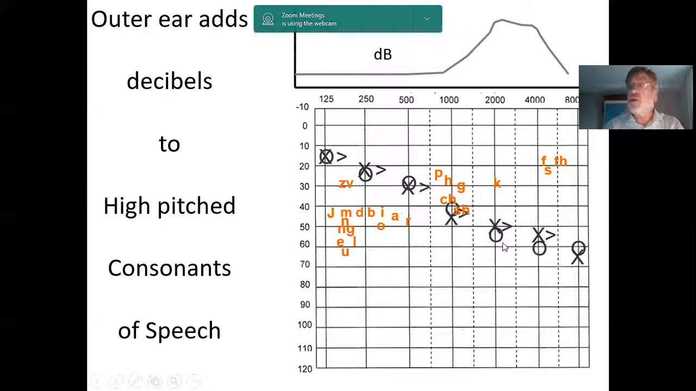Very common, presbycusis, high frequency hearing loss in the elderly. Good hearing in the lows, poorer hearing in the highs. They can't hear the high frequency consonants. Even with this added ear canal resonance, that's no longer enough because of the hearing loss. So hearing aids need to amplify the treble sounds and not the bass, for the most part, for people like this.